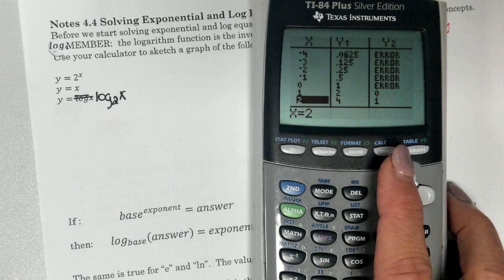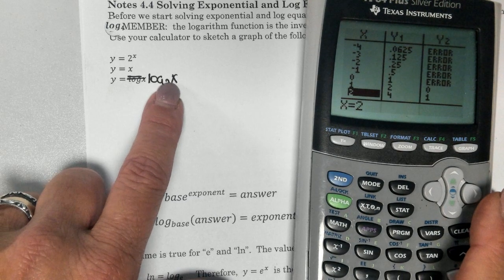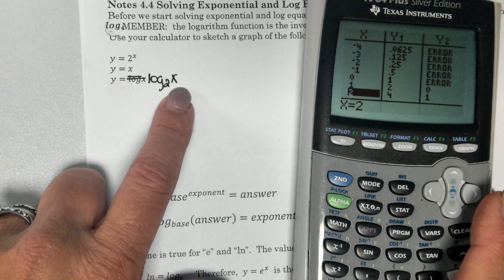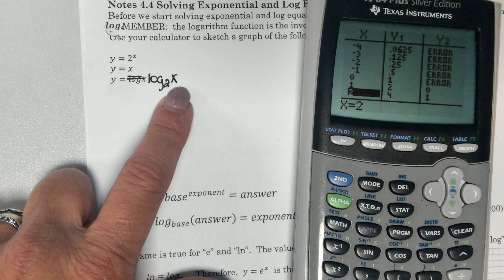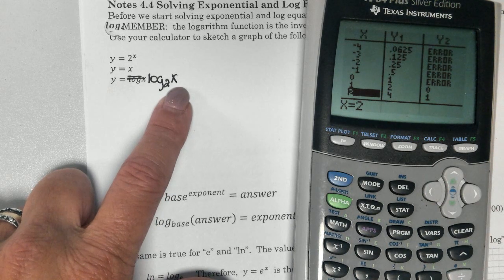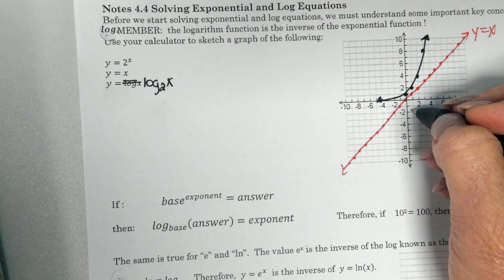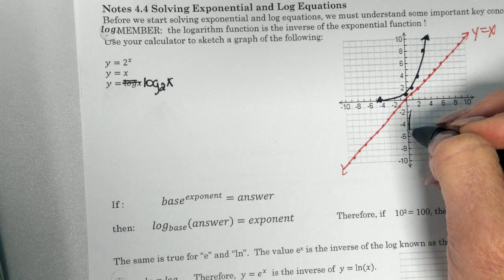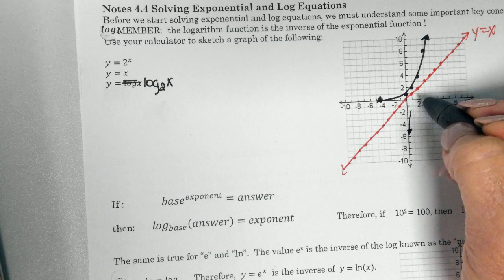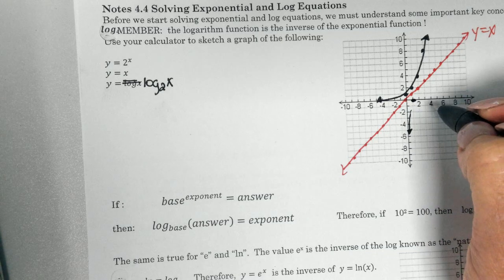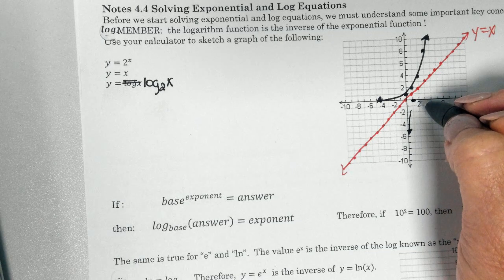And remember, the x value in the log, we can't log a negative number. So when x is negative, it can't be logged. And that's where we get this asymptote right here. Our y-axis becomes our asymptote. And instead of a point at 0, 1, we have a point at 1, 0. And then we have a point at 2, 1.